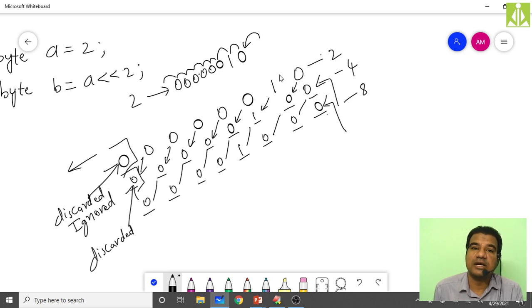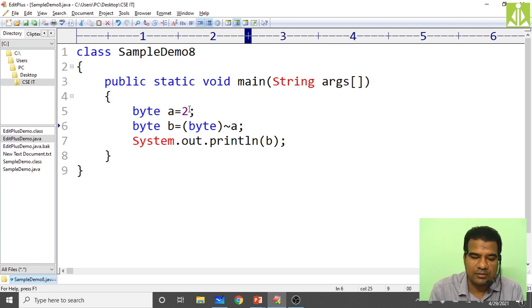So if you are performing right shift, what will happen? The value gets divided by 2. So we'll see whether we get the same answer or not. I have taken 2; performing it one time you got 4, two times you got 8. So quickly go to your Edit Plus. Here, the same program, 2 I took.